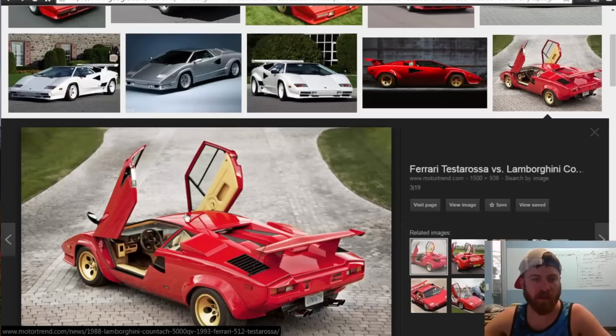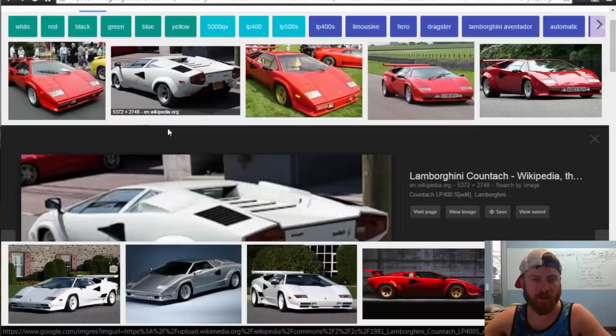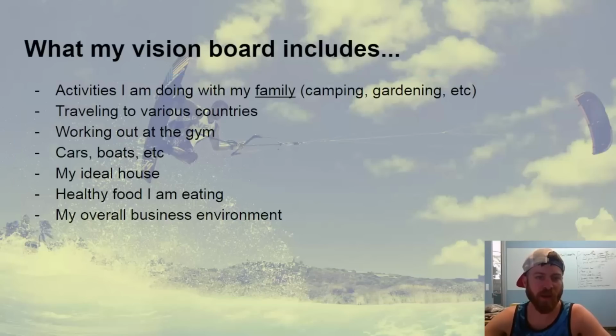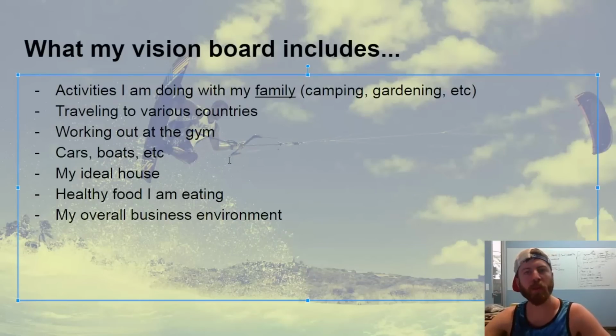I love the idea of having a Lamborghini Countach, or however you pronounce it. I don't honestly know, but I think that would be super cool, and I want to have a car from the year I was born. So I would like that.